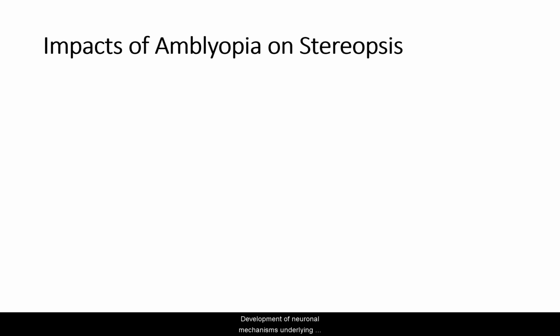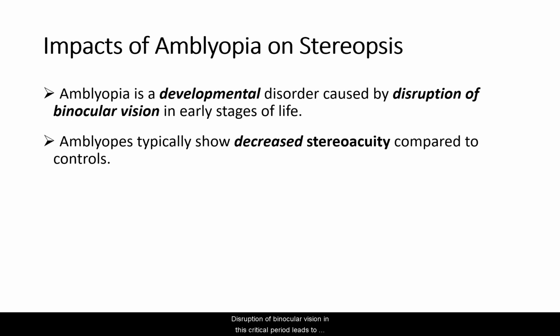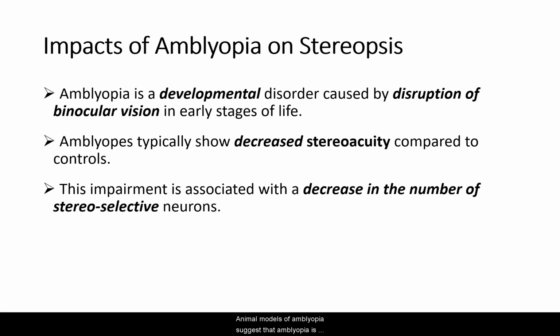Development of neuronal mechanisms underlying disparity encoding relies on normal binocular vision in early stages of life. Disruption of binocular vision in this critical period leads to amblyopia, which in most cases decreases stereo acuity. Animal models of amblyopia suggest that amblyopia is associated with a decrease in the number of stereoselective neurons.